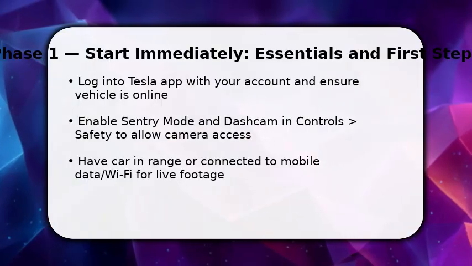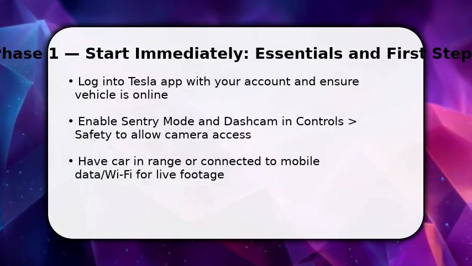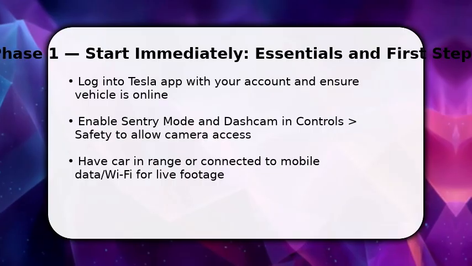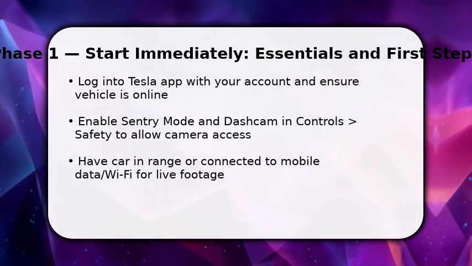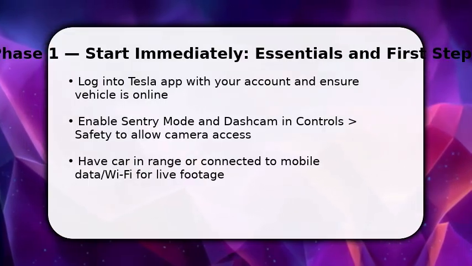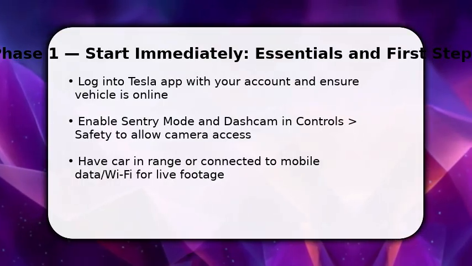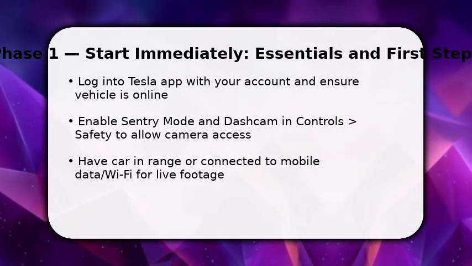You start by opening the Tesla app and signing in. Make sure your car shows online. Once logged in, confirm Sentry Mode and Dashcam are enabled under Control Safety. This permits camera streams and clips. If the vehicle is offline, connect it to Wi-Fi or ensure mobile data is active, because Live View needs connectivity.